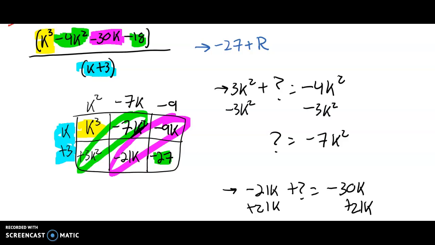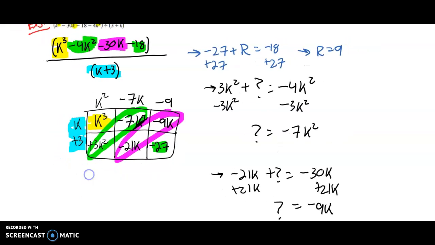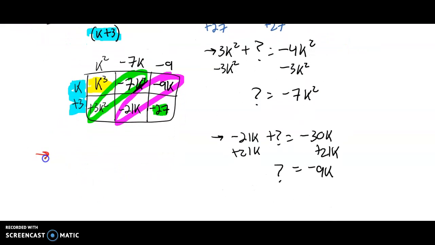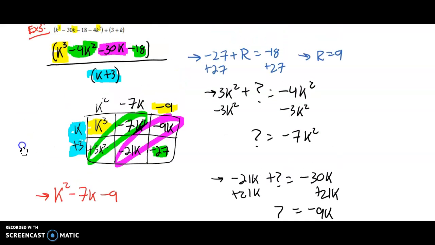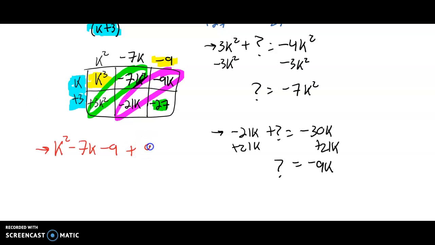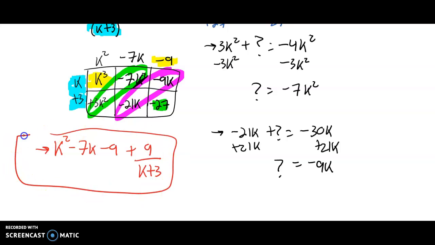I have negative 27. I need to add my remainder to get to negative 18. Add the 27. Negative 18 plus 27 is positive 9. So I have a remainder of 9. And to write our final answer, I've got k squared minus 7k minus 9. We're going to keep this minus 9. That was a part of the division. Nothing changes. But I'm going to add my remainder, and we know it's the remainder because it's being divided. This is my final answer.